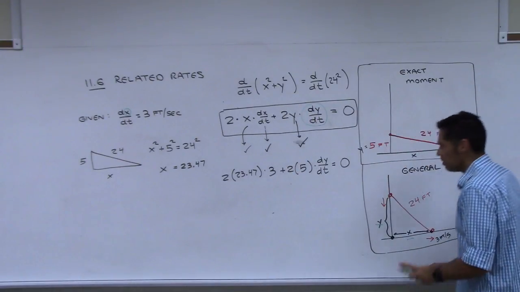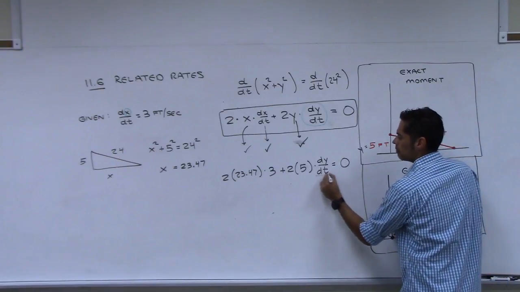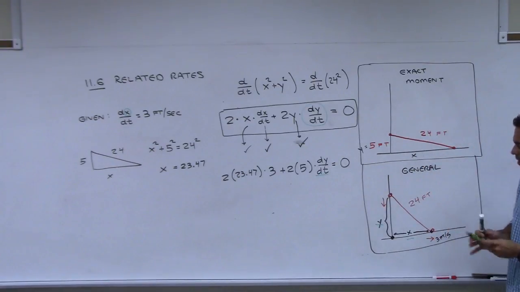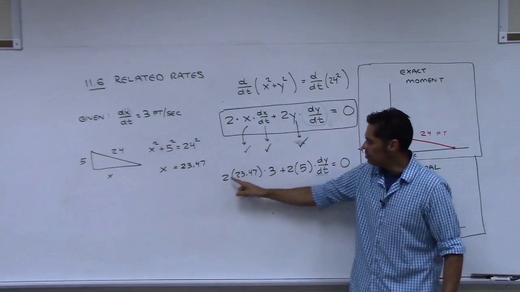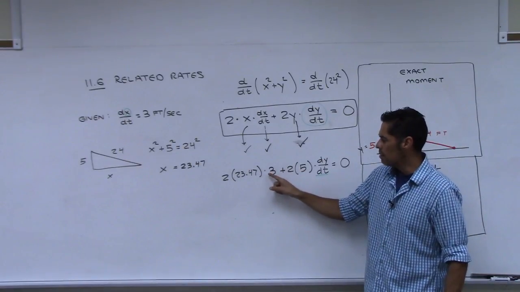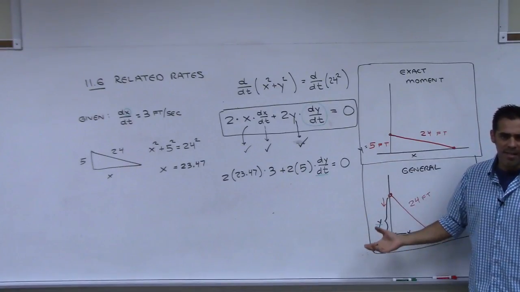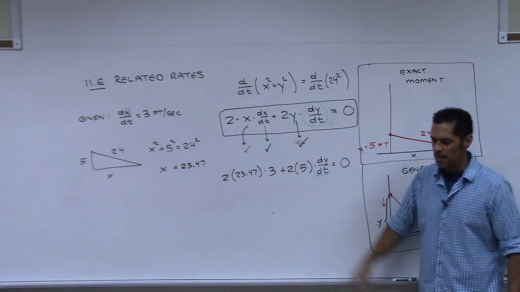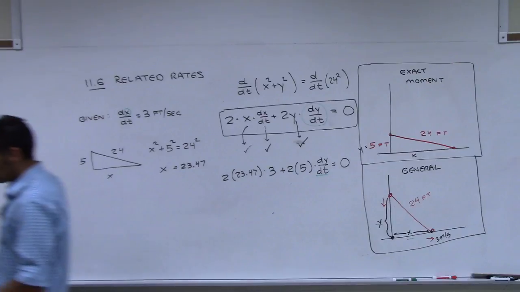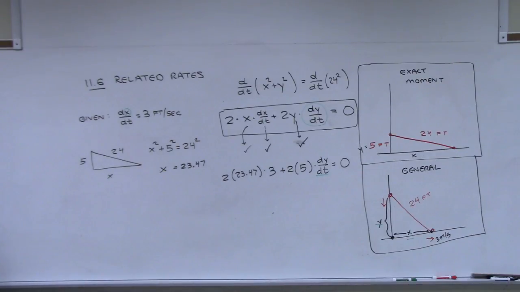So now all you're going to do is isolate this. So on your calculator, do 2 times this times this. Take that answer, move it to the other side, and then divide by 10, because 2 times 5 is 10. I'm just going to double check it here.